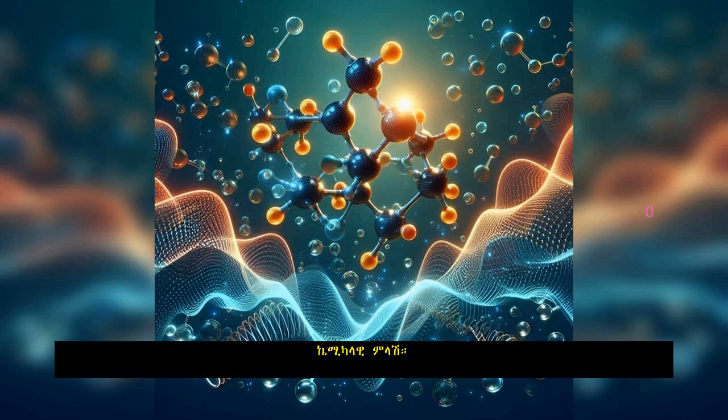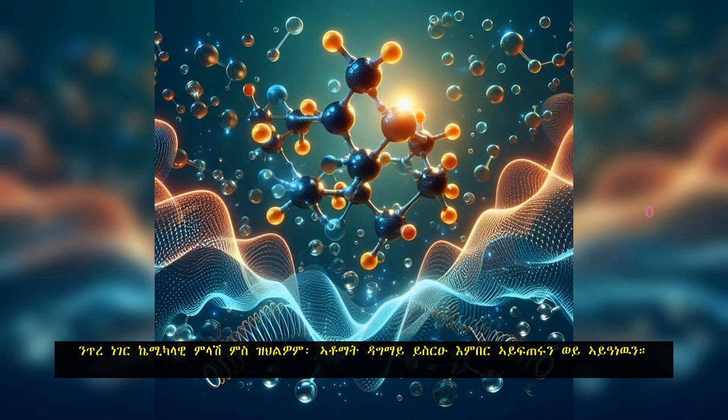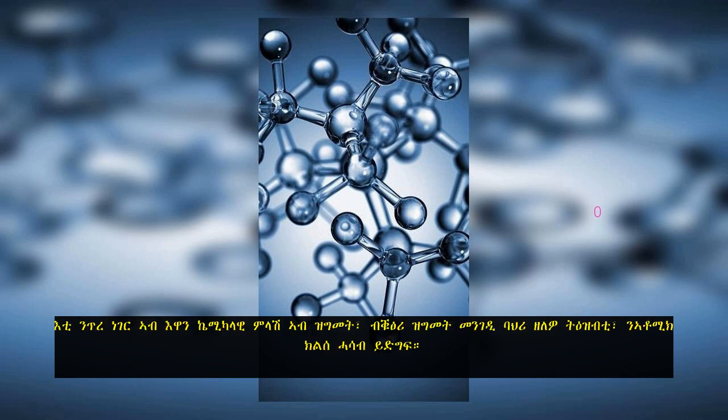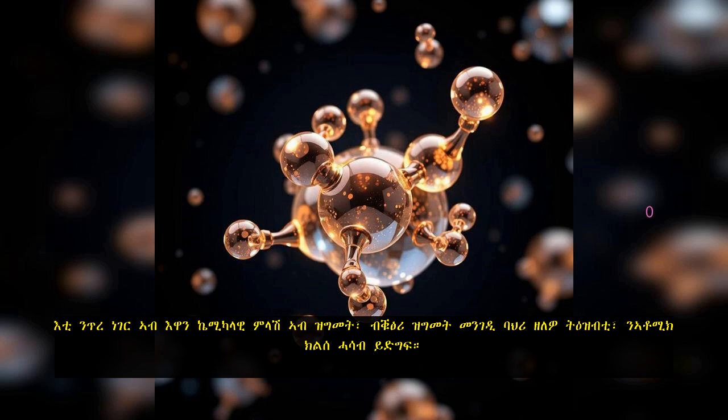F. Chemical reactions. When matter undergoes a chemical reaction, atoms are rearranged but not created or destroyed. This is known as the law of conservation of mass, which implies that atoms are the basic units involved in chemical transformations. The observation that matter behaves in predictable, quantifiable ways during chemical reactions supports the atomic theory.